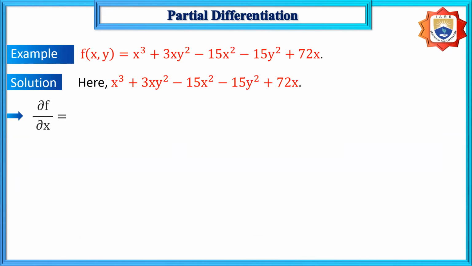For example, what is dou f by dou x? Yes, anyone? Three x square plus 3y square minus 30x plus 72. I think you understood based upon the previous slides. The first order dou f by dou x: with respect to x, y is a constant and we differentiate only x. That gives 3x square plus 3y square minus 30x plus 72.